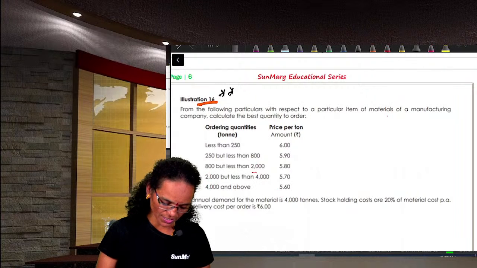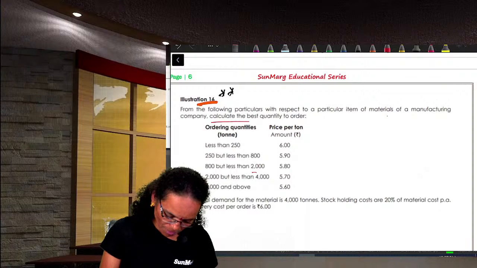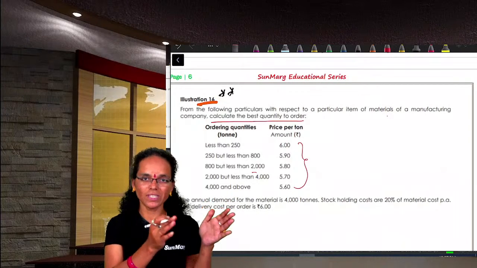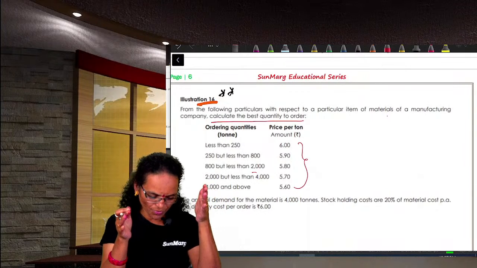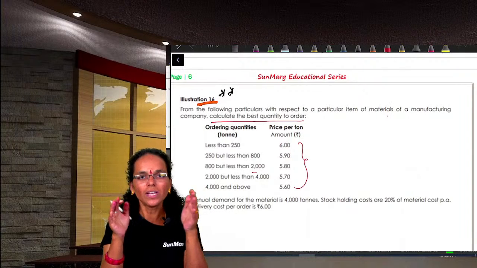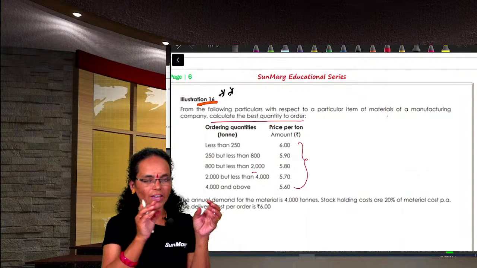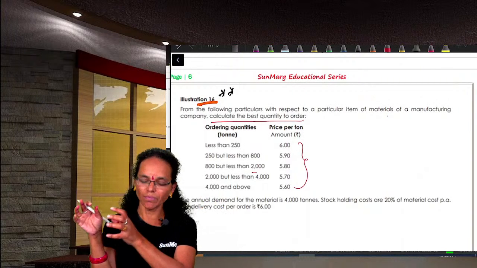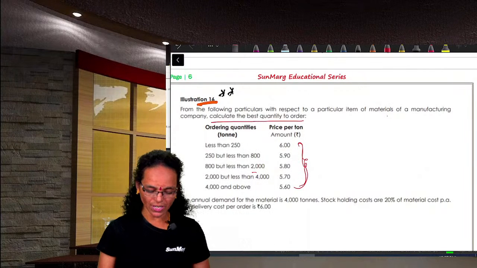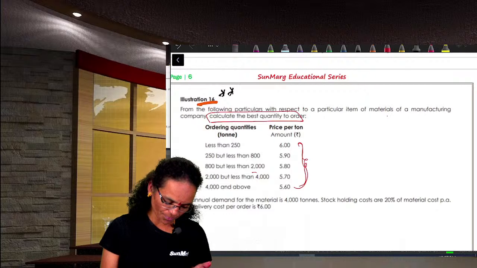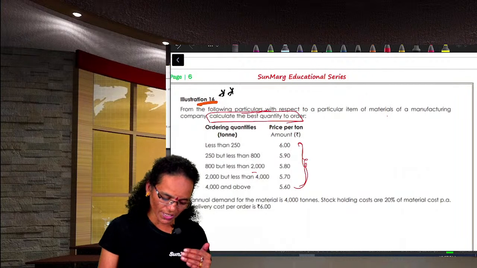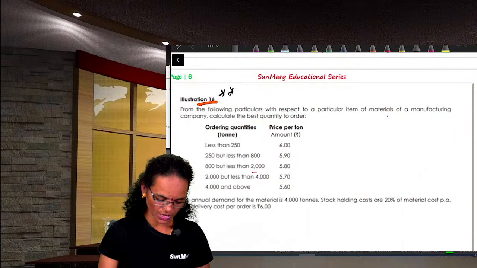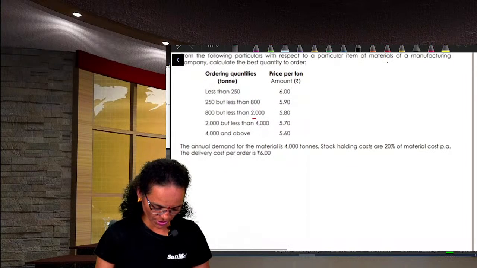From this, what are they asking us to calculate? Calculate the best quantity to order. See, these are the quantity sizes given. If you are purchasing between these numbers, means 250 to 800 units, the cost of the product will be like this. If you are purchasing 4,000 units and above, the cost of the product is something else. So, like this they have given. The manufacturer is asking us, what is the best quantity to purchase? We need to check the best quantity to purchase here.